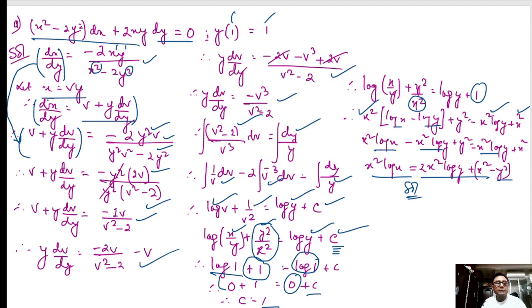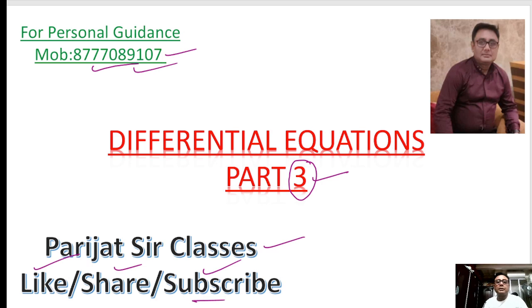With this we finish the differential equation part 3, where we have studied the homogeneous sums of the differential equation. Okay, so friends, my suggestion again is that please go through the differential equation part 1 and part 2. Then only you will be able to understand this. And we have studied today differential equations which are homogeneous type.